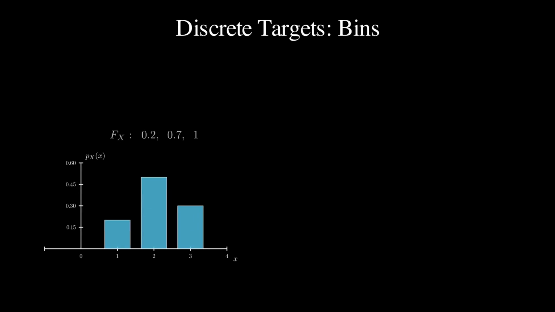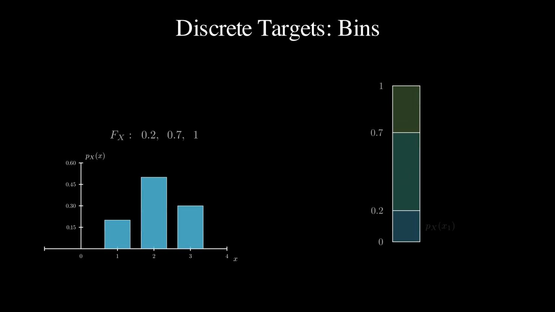Discrete targets need one twist because a staircase CDF has no inverse. Bins do the job instead. Take a PMF on values x1, x2, x3 with masses 0.2, 0.5, and 0.3. Its CDF climbs in jumps: 0.2, then 0.7, then 1. Now slice the unit interval at exactly those heights. The first bin runs from 0 to 0.2, the second from 0.2 to 0.7, the third from 0.7 to 1. Each bin's length is exactly the mass of its value.